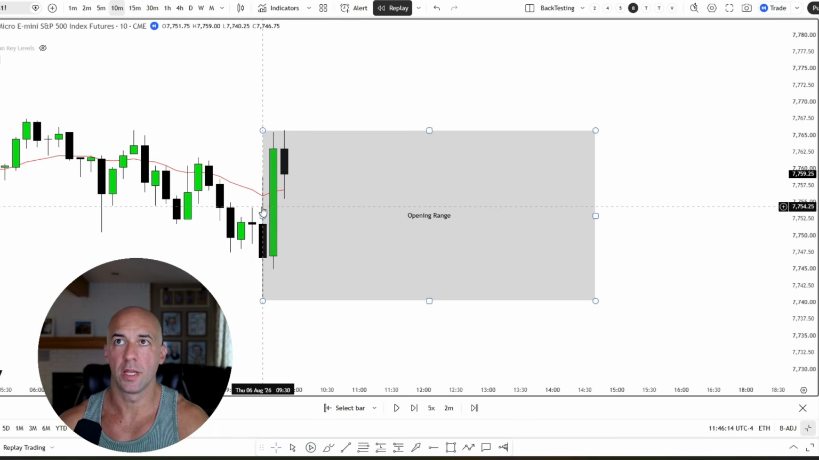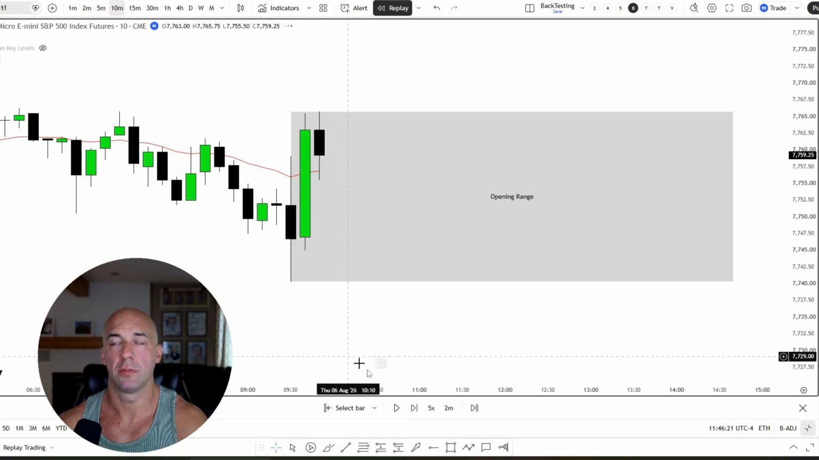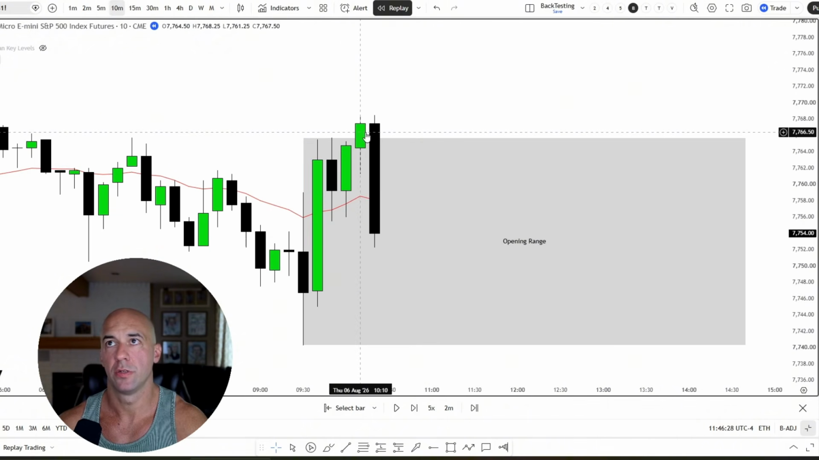All right, here we are on Thursday. First 30-minute candle, right? 10, 20, 30 minutes. Again, look at the 30-minute candle. There's your opening range. Drop down to the 10-minute time frame. Wait for a 10-minute candle to close outside that range. Now, you had a 10-minute candle close outside of this range here, right?